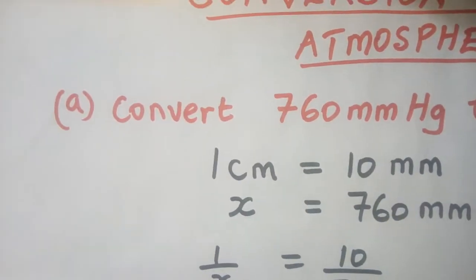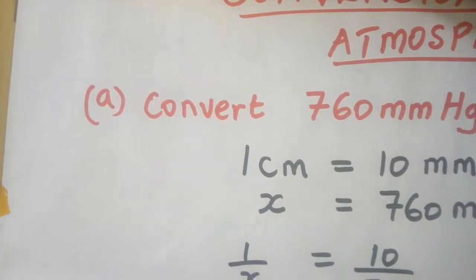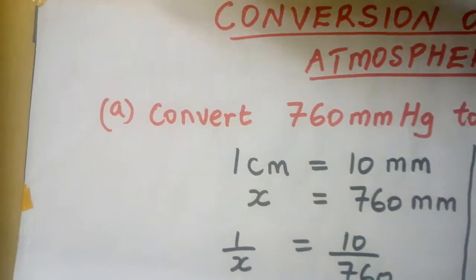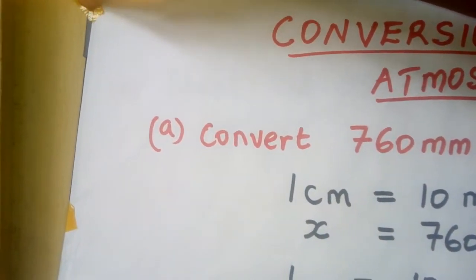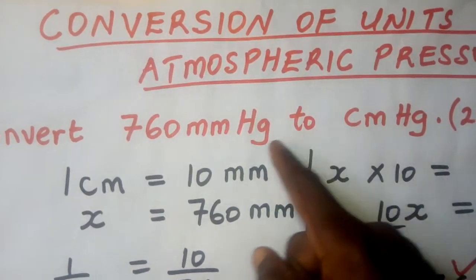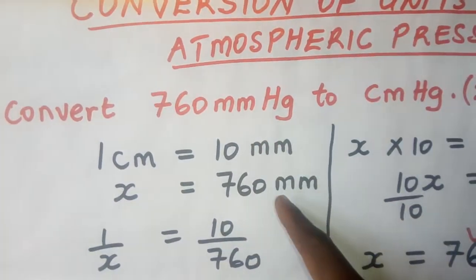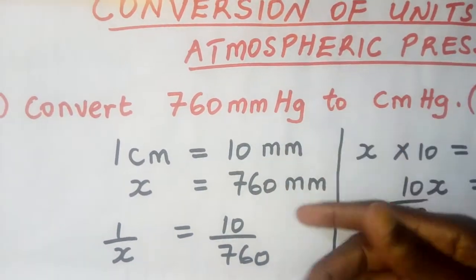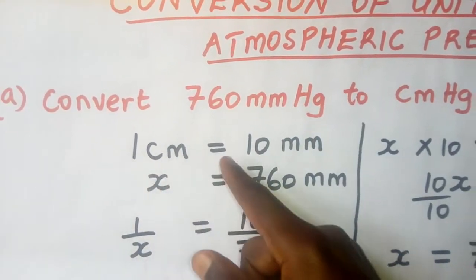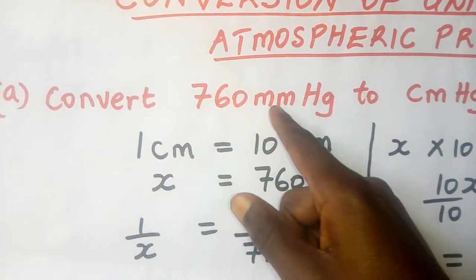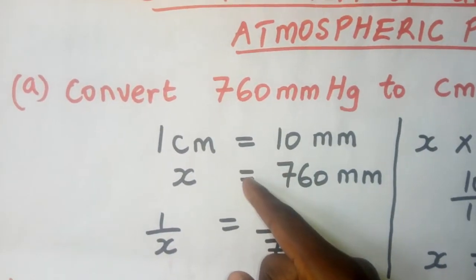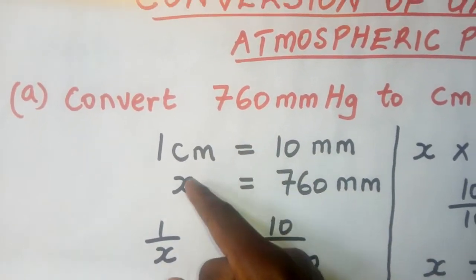Now remember, the examiner wants you to change from millimeters to centimeters. So what does that mean? It is asking you how many centimeters make up these millimeters. So what you do, put the millimeters together. These are millimeters, so you put the millimeters together. 1 centimeter equals 10 millimeters. What about these millimeters? So you put them together on one side, put the equal sign the way it is here, then this side you call it x.